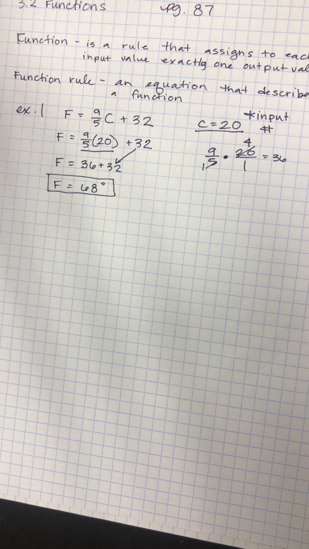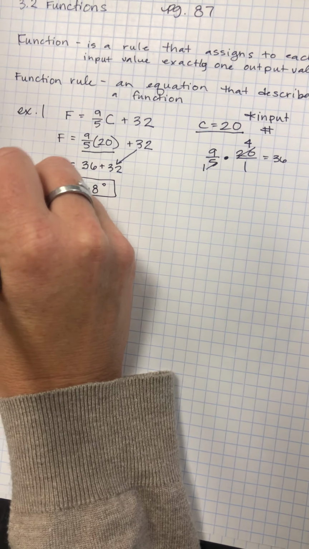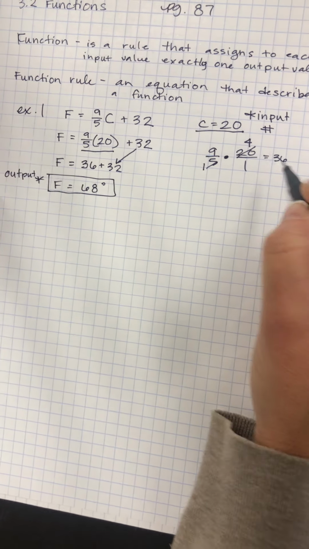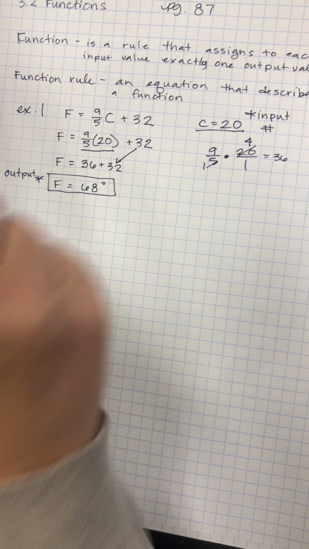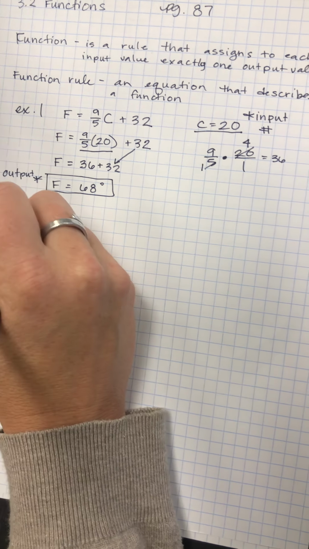Any questions on this? So this answer is an example of the output. Every time we put in 20, we're always going to get 68. In order to get a different number for Fahrenheit, we need a different input number. Any questions on that? Great, let's do another example.